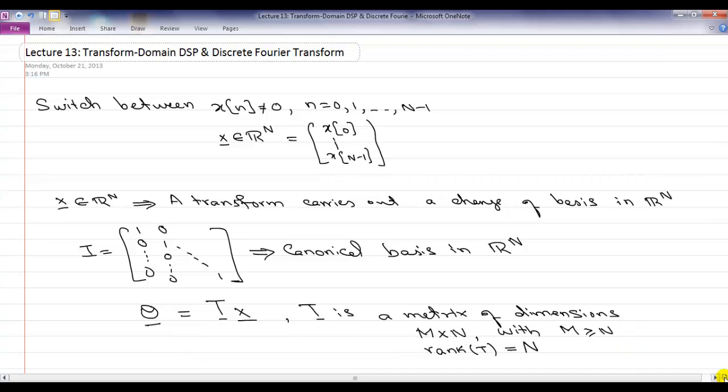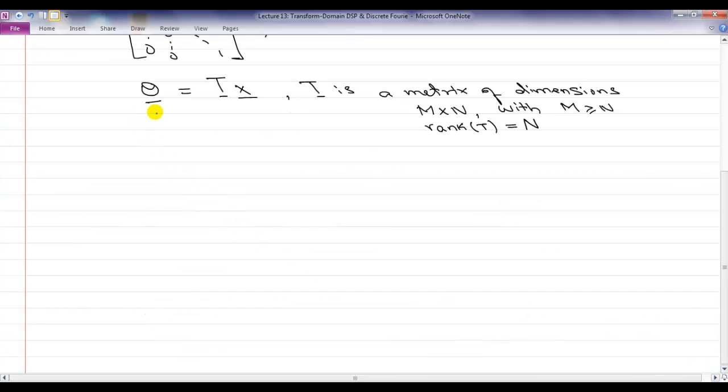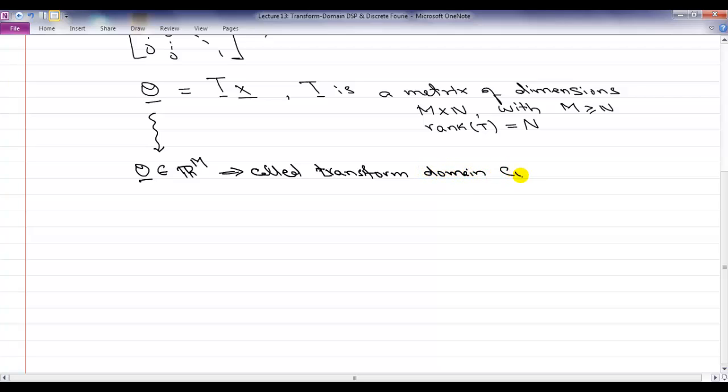And this theta, in the world of transform domain signal processing, is now an M-dimensional vector, okay? You multiply an M by N matrix with an N by 1 vector, you get an M-dimensional vector. This vector is called transform domain coefficients.